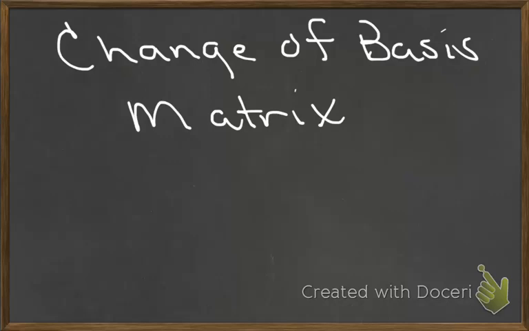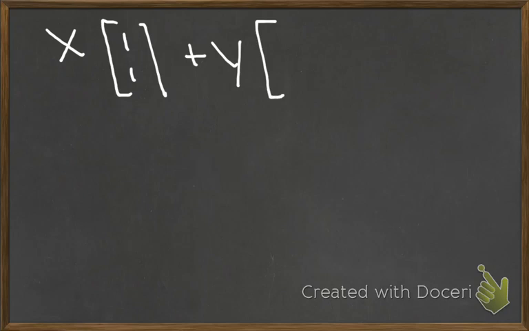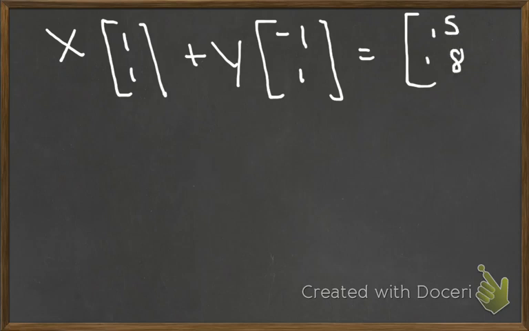Alright, in this video we want to add to our last video where we did coordinates, and we want to see if we can come up with a change of basis matrix. So if you remember from our last example, we ended up solving x times the vector (1, 1) plus y times the vector (-1, 1) was equal to (0.5, 0.87).